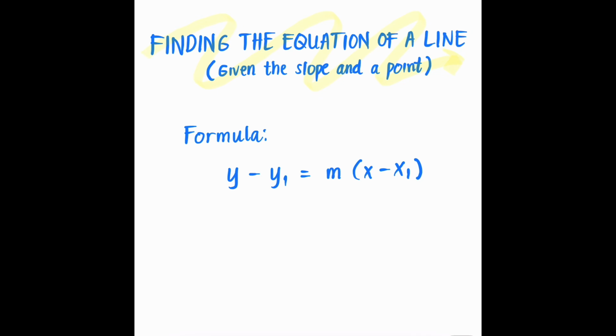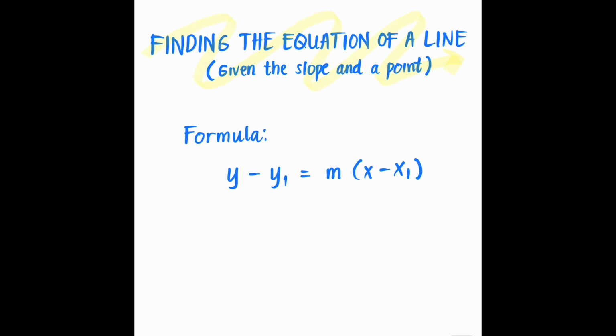For today, we will be learning about how to find the equation of a line when the slope is given and a point is also given. So first, we have this formula that we can use in order for us to identify the equation. So we have y minus y sub 1 equals m, that stands for slope, times x minus x sub 1.